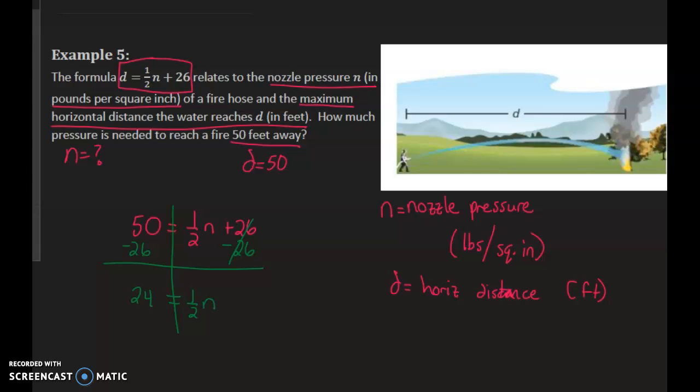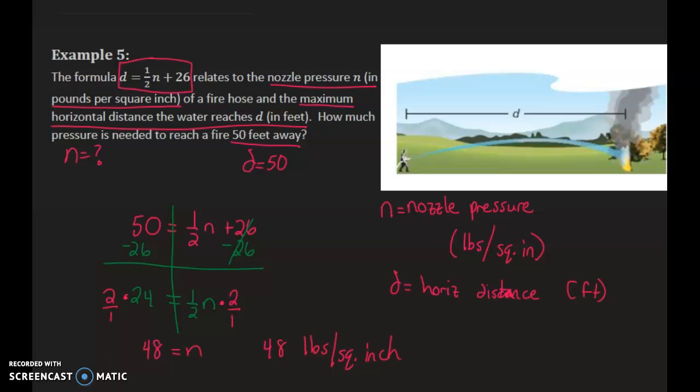Now I have half times N. So you have options here. You can divide by a half, or what I prefer to do when there's a fraction is multiply by the reciprocal. So the reciprocal of half is 2 over 1. So we're multiplying by 2 over 1. So 2 times 24 is 48. Divided by 1 is still 48. So our answer is 48, which is in pounds per square inch.